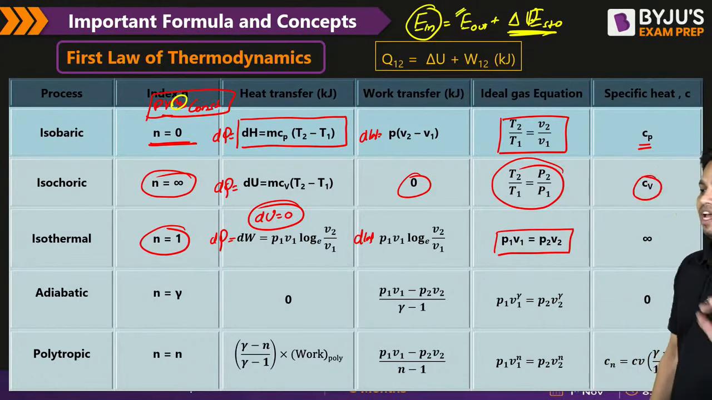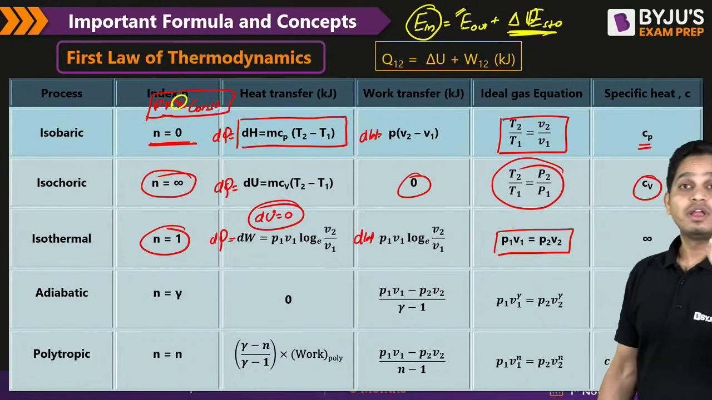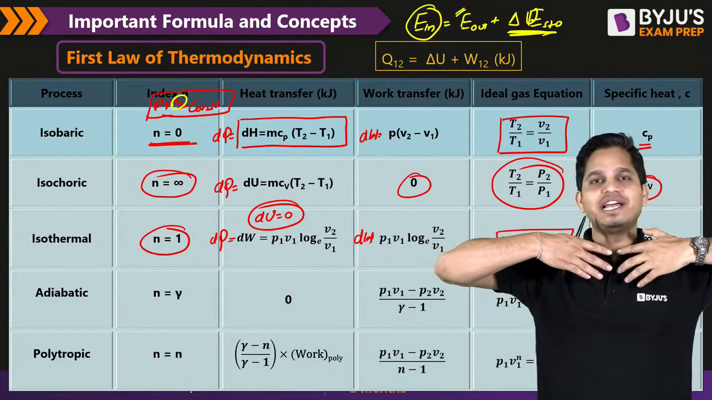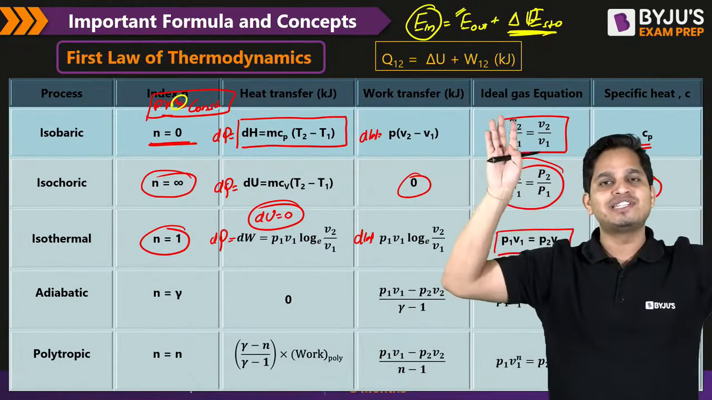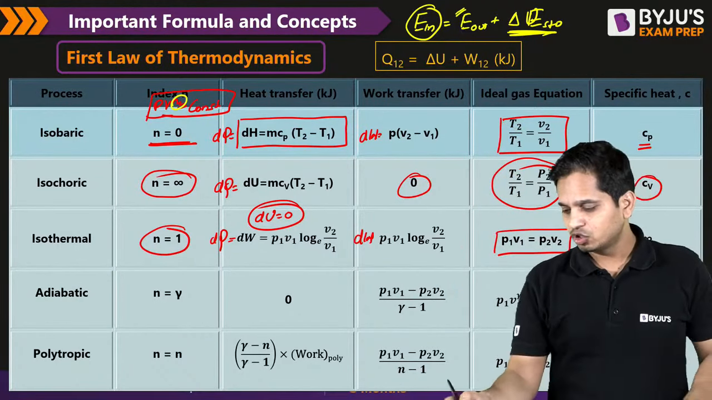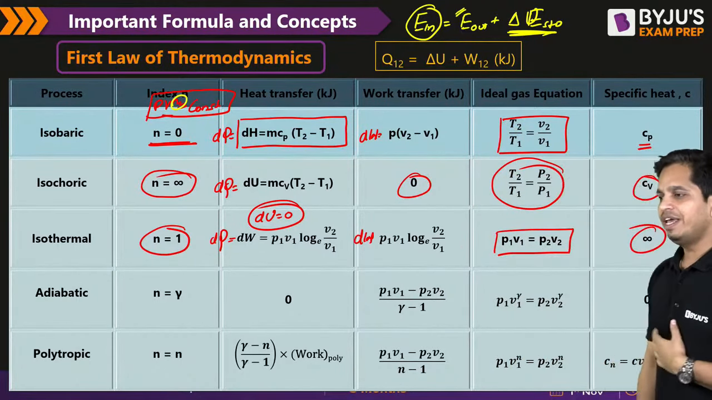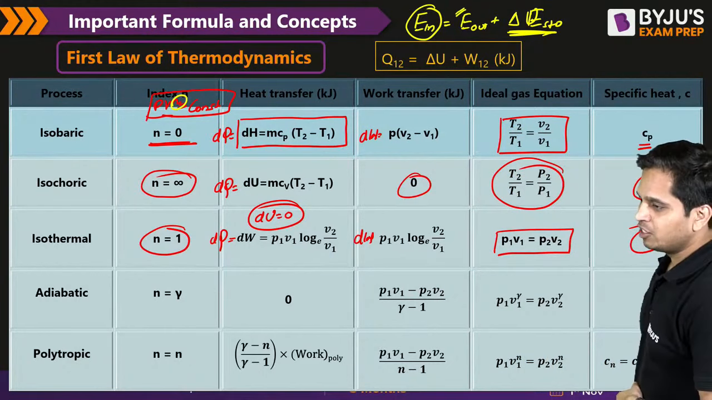And here specific heat is infinite. So much heat absorbing capacity is there. Whatever heat I am giving, it will keep absorbing. Its temperature will not increase. So specific heat is infinite. Yes, isothermal means no temperature change.